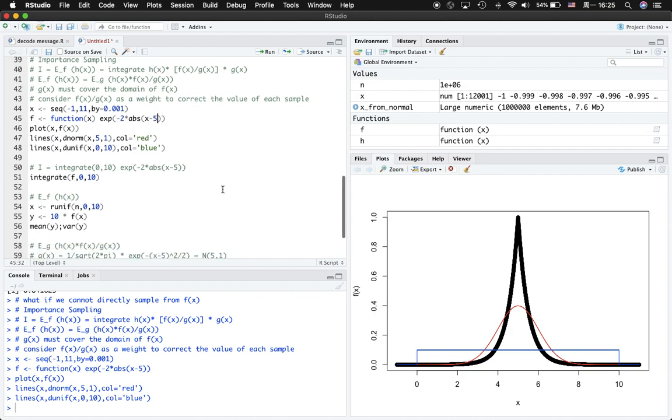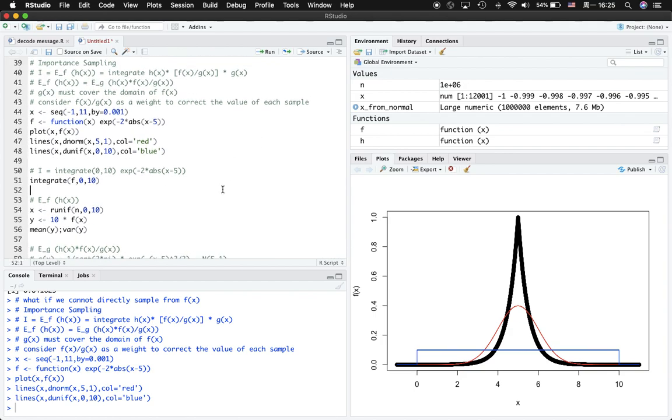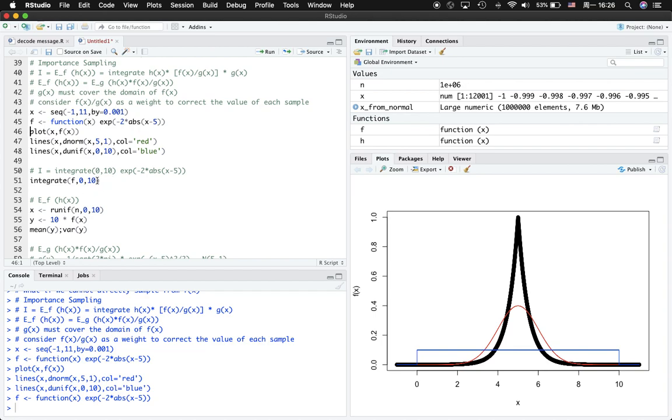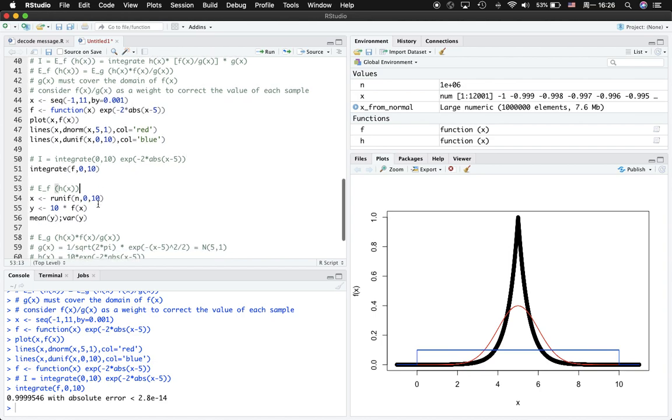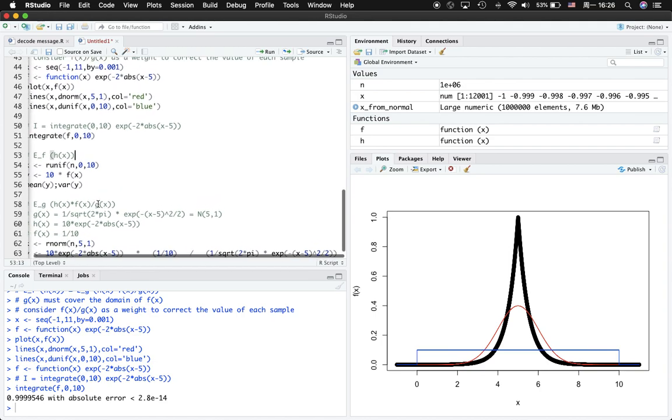So now let's say we want to calculate the integral from 0 to 10 of this function here. Okay, so this is the function f. And now let's get the actual value for the integral from 0 to 10 of function f.